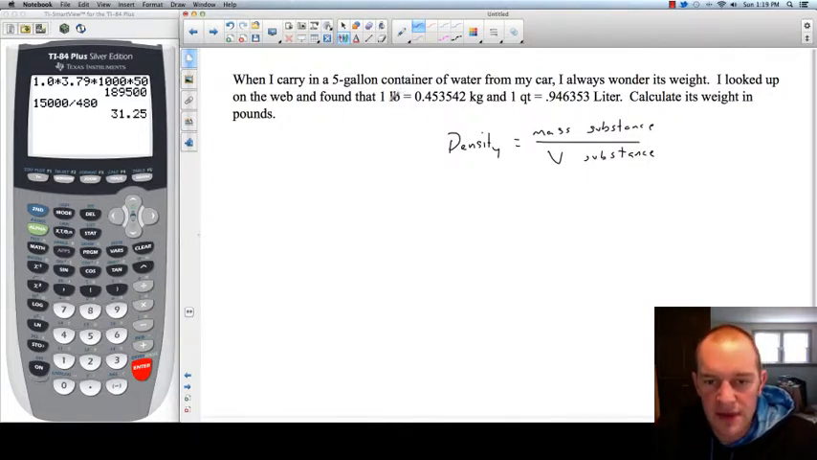I looked up on the web and I found that 1 pound is equal to 0.453542 kilograms, and 1 quart was equal to 0.946353 liters. Calculate its weight in pounds.